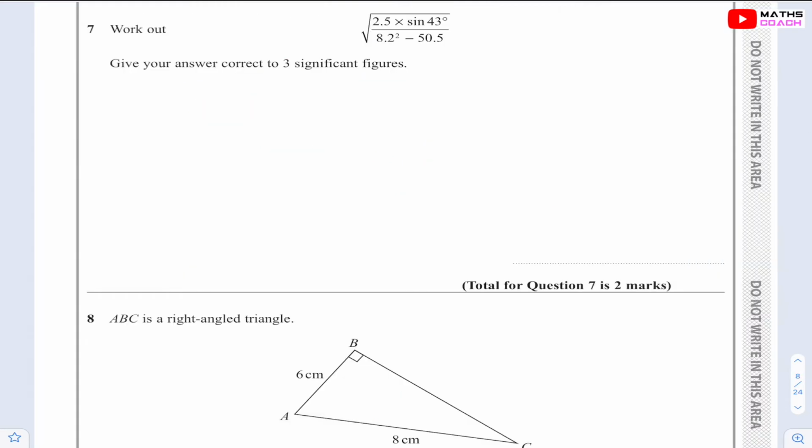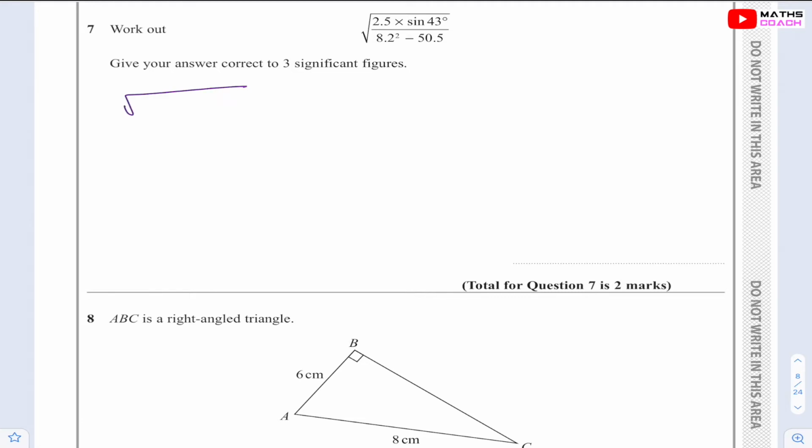Right, question number 7, hopefully you're still with me. This one is worth 2 marks. You can do this straight into your calculator, but if you make a mistake, you are not going to get any of the 2 marks. So it's really, really important that you do show your working out. All right, so we're going to work out the top separately and the bottom separately. That square root is square root in the numerator and the denominator, so we can do that separately here.